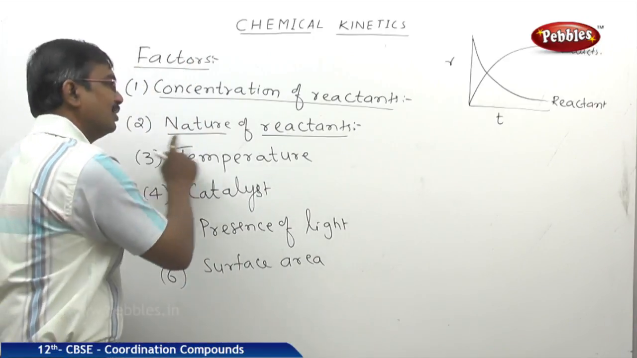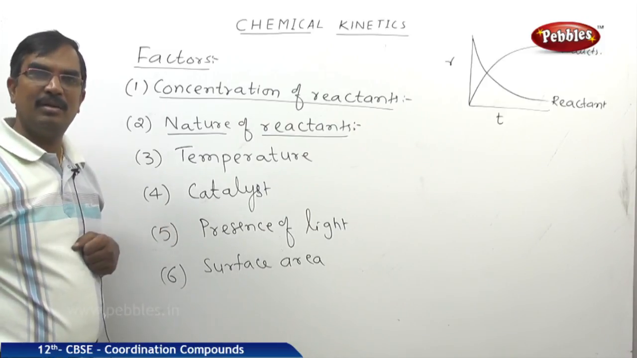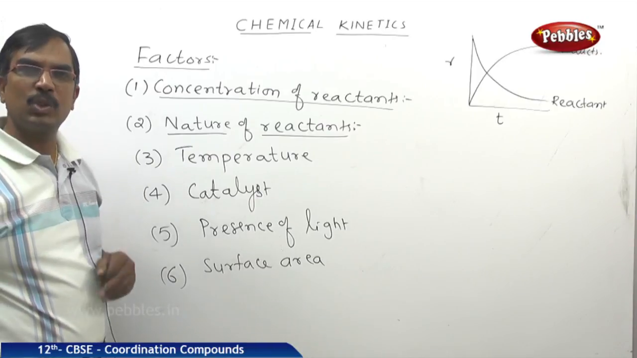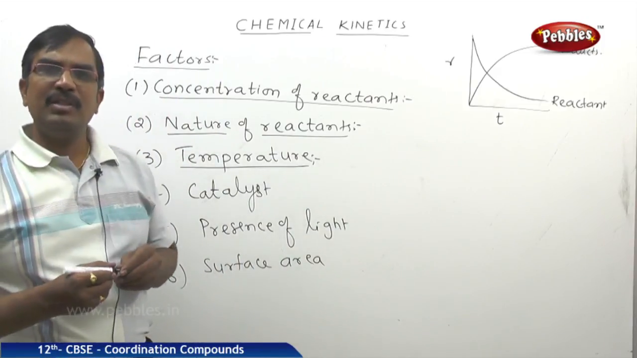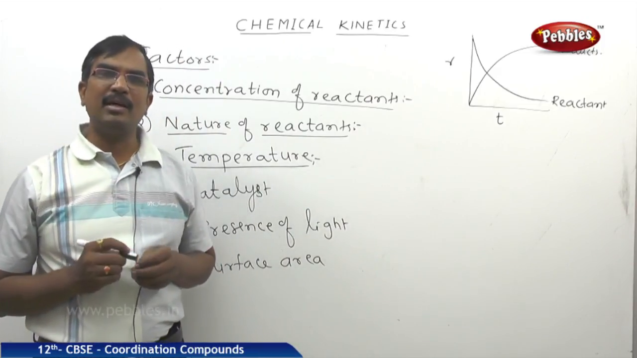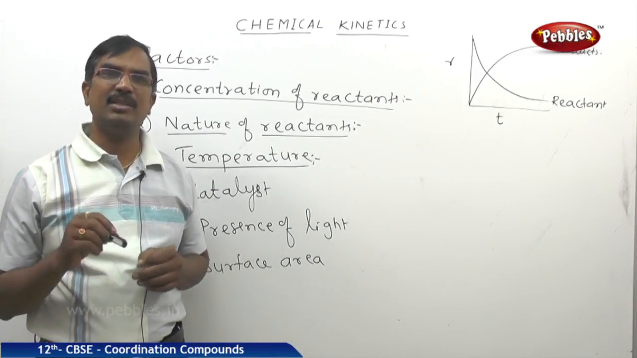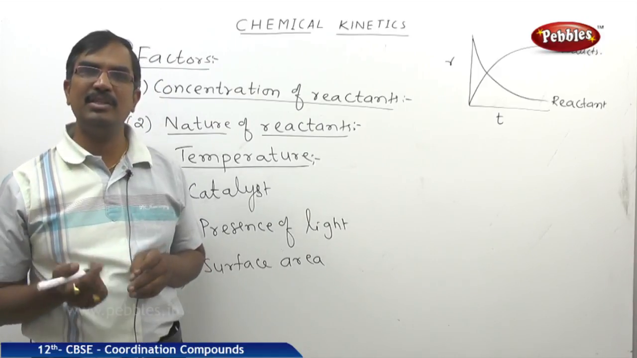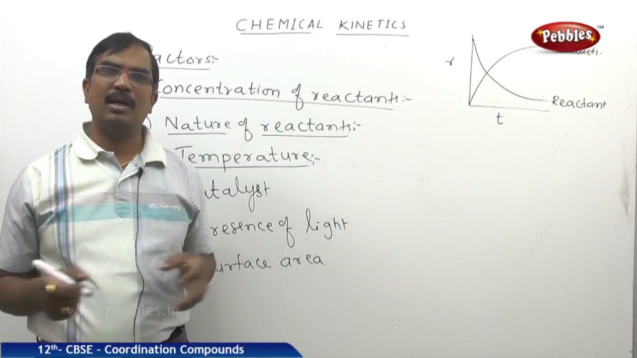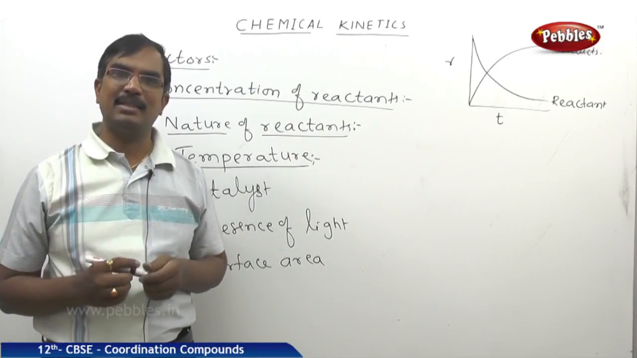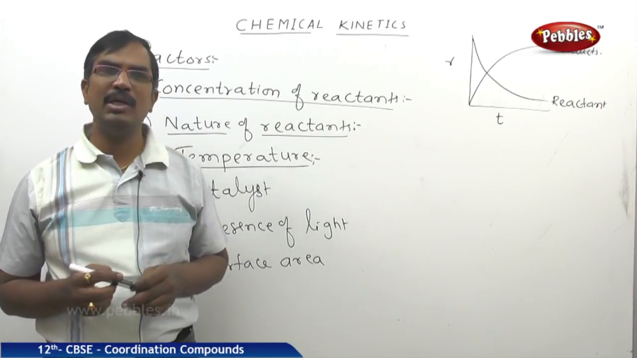This is about the nature of the reactants. So simply, ionic compounds will react faster. In the case of covalent molecules, the reaction is generally slow. And coming to temperature, it is observed that whenever we increase the temperature, the rate of reaction increases. This is according to the collision theory, which is given by Arrhenius. According to this collision theory, whenever we increase the temperature, the molecular collisions also increase. When the molecular collisions increase, automatically the rate of reaction also increases.